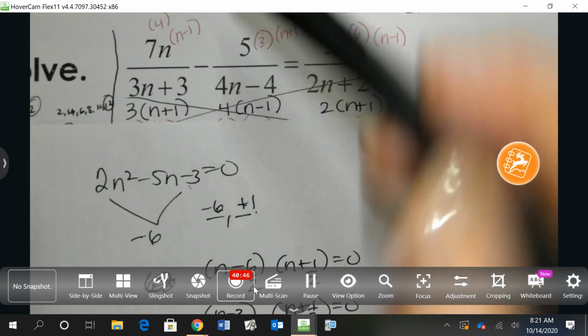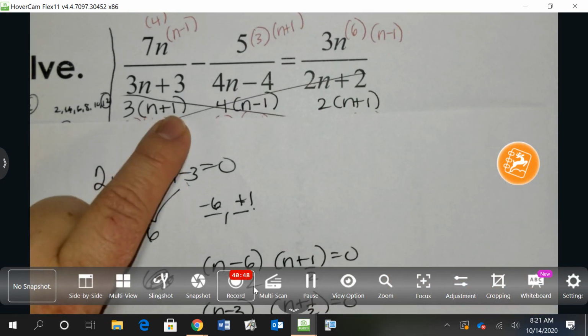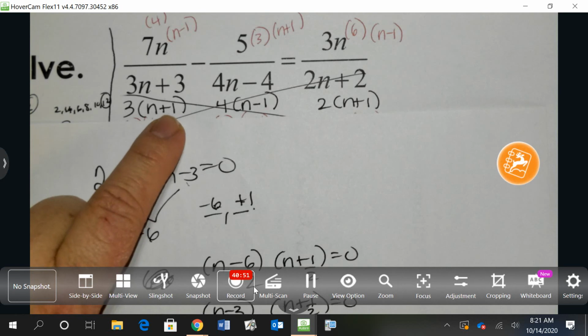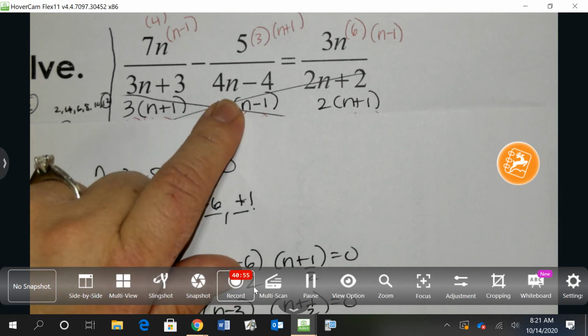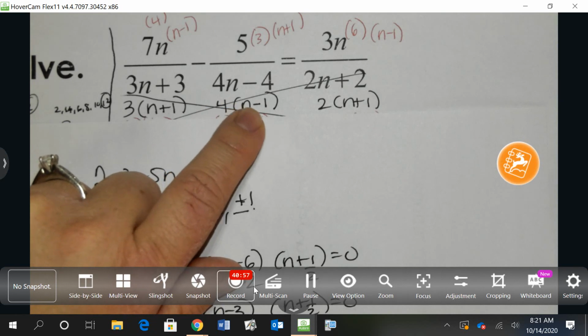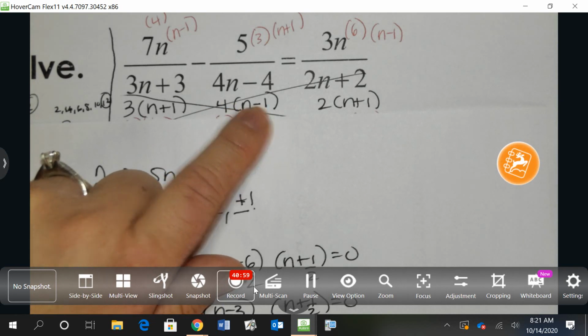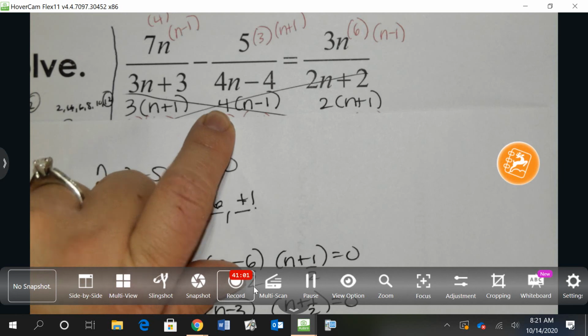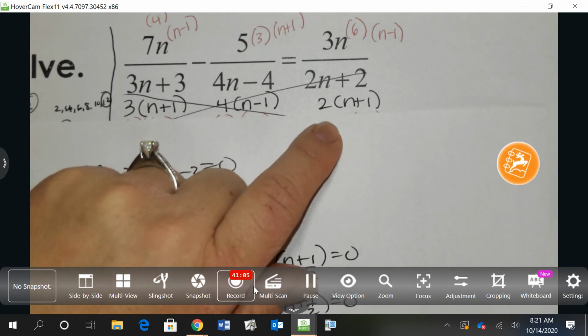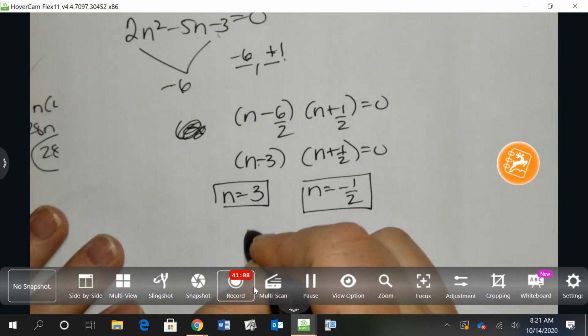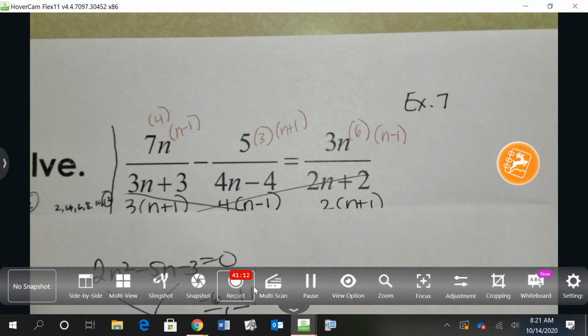Now, negative 1/2. I know that negative 1/2 plus 1 is not 0, and if I take a value that's not 0 times 3, it's not equaling 0. I know that negative 1/2 minus 1 is not 0, and if I take that times 4, it's not 0. Again, negative 1/2 plus 1 is not 0, taken times 2 is not 0. That means both of these happen to be the answers for this quadratic equation.